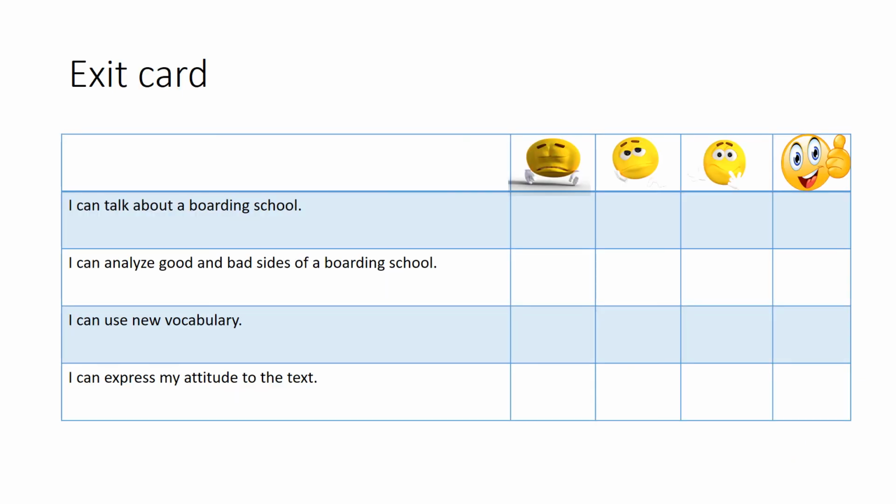And let's finish this lesson with self-assessment. Here is the exit card, which will make you think about what you could or couldn't do in terms of today's topic. Put a tick in a cell appropriate for you.